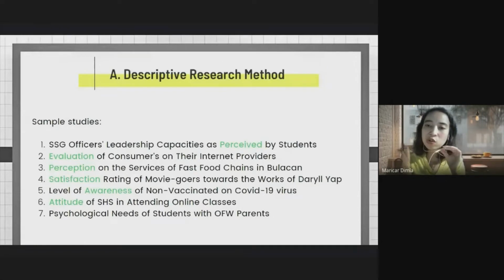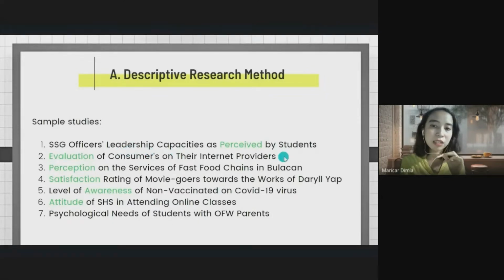Class, no, just for you know. The respondents also can play as one of the variables on a research item. Because possible, class, that your respondents have their demographic profile that will serve as your sub-variables on the statement of the problem. I hope you can picture it in your mind. Okay, let's have here, class, an example. SSG officers, leadership capacities as perceived by students. So we have here 2 variables, the students and the SSG officers' leadership capacities.